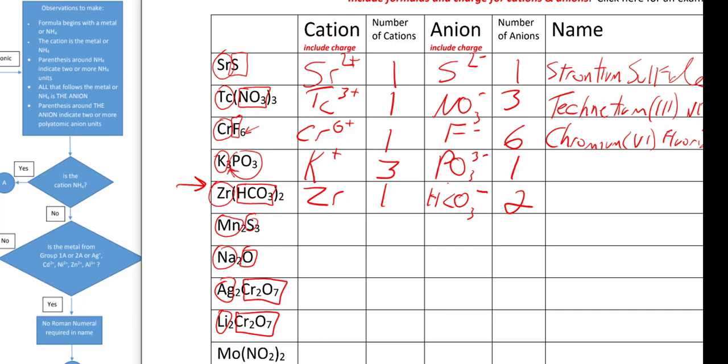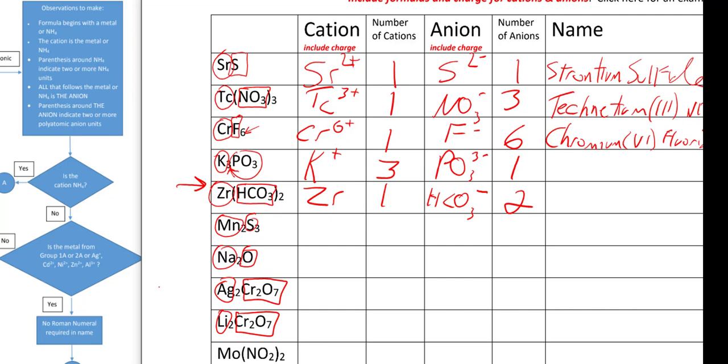So this contributes a total of -2. There's 1 zirconium. So what does the charge have to be on the zirconium? It has to be positive, of course. And you do need a Roman numeral because zirconium is not in group 1A or 2A, and it's not one of the 5. So this is some zirconium bicarbonate with a Roman numeral. And the Roman numeral, again, is what the charge is on the zirconium.